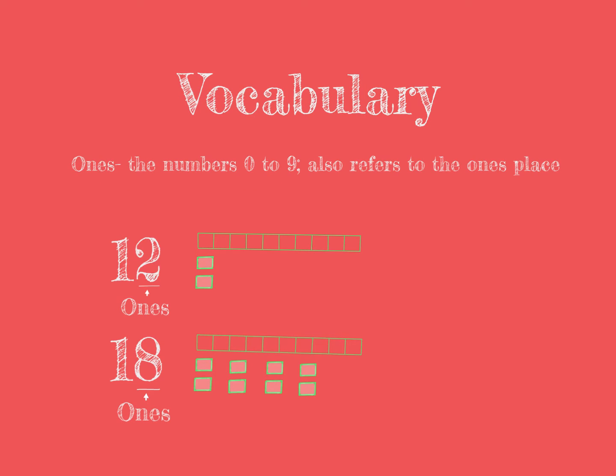Our next vocabulary word is ones, which are the numbers from 0 to 9, and it also refers to the ones place. For example, the number 12 has 2 ones, which can be represented by the 2 little squares right here. And the number 18 has 8 ones and can be represented by the 8 little squares right here.